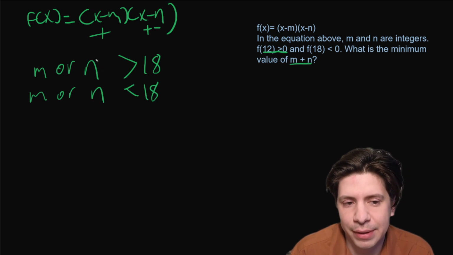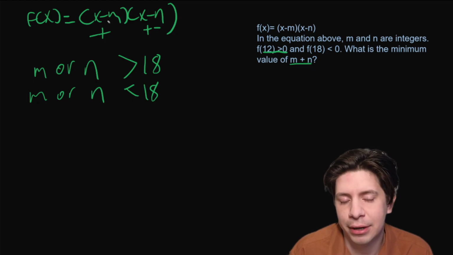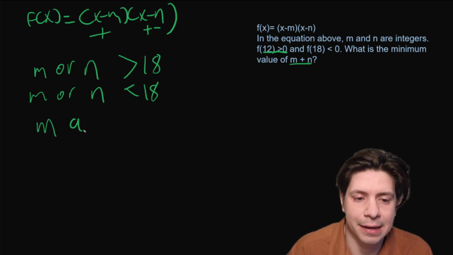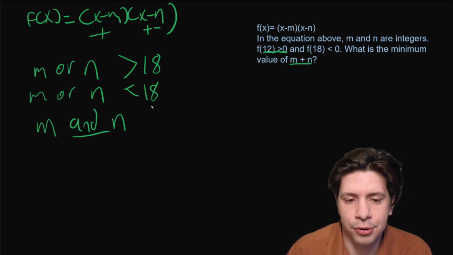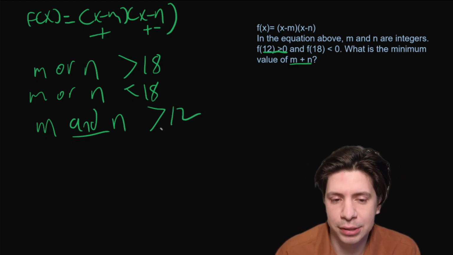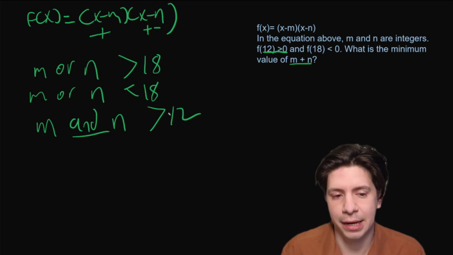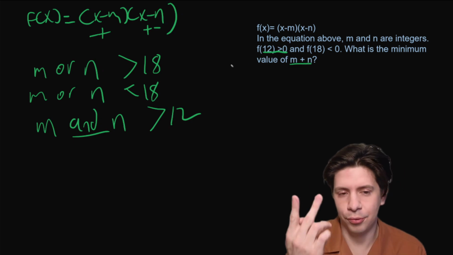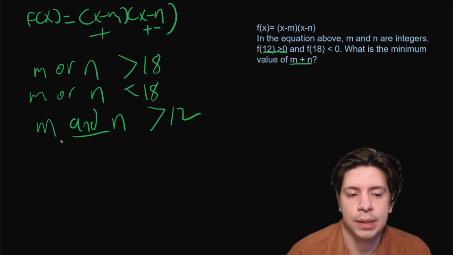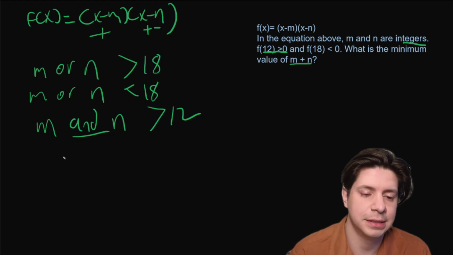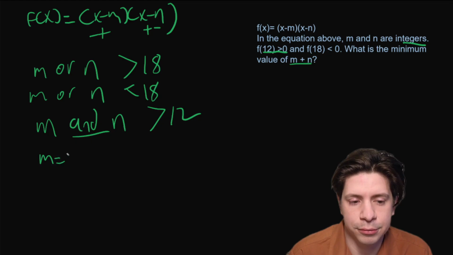And because at least one of them has to be greater than 18, and they're either both greater than 12 or both less than 12, that means m and n are greater than 12. Okay? So now we know one of them is greater than 12 but less than 18, and one of them is greater than 18. And I don't think it's going to matter which one is which because it's just m plus n, right? The order doesn't matter. So the minimum for each, since they're integers, would be one above 12 and one above 18. So let's say m equals 13 and n equals 19.